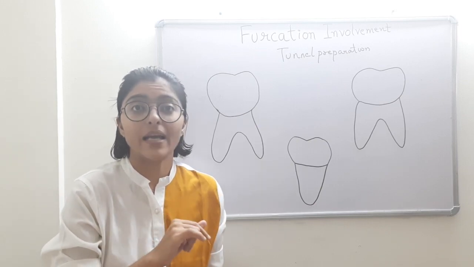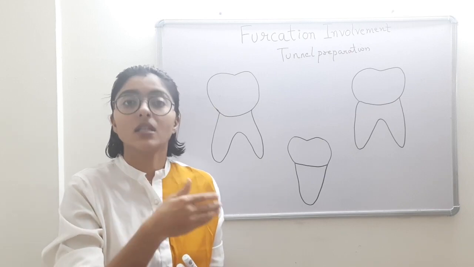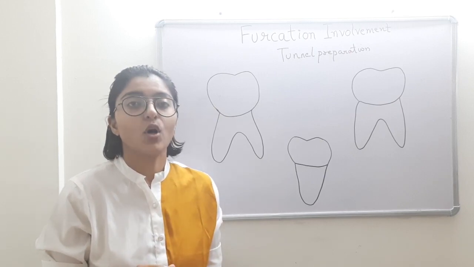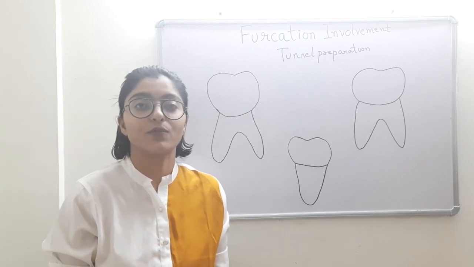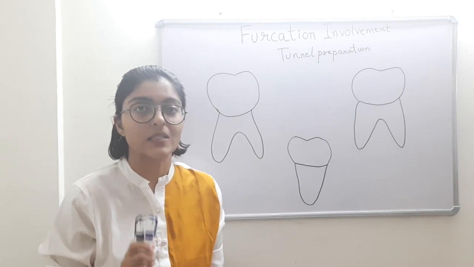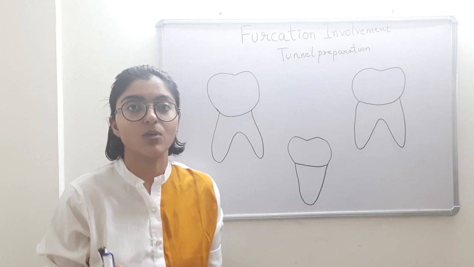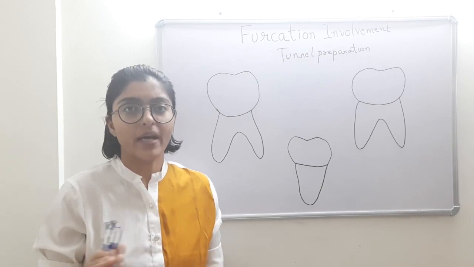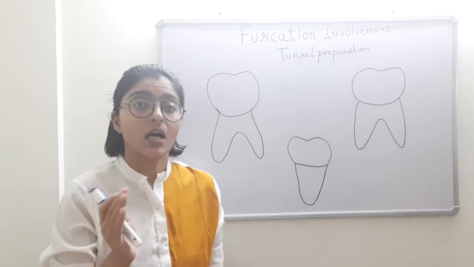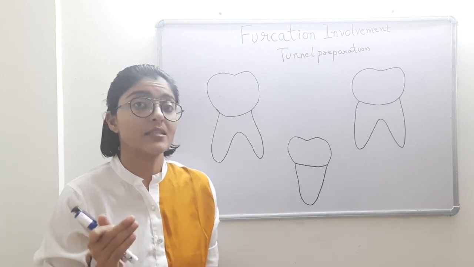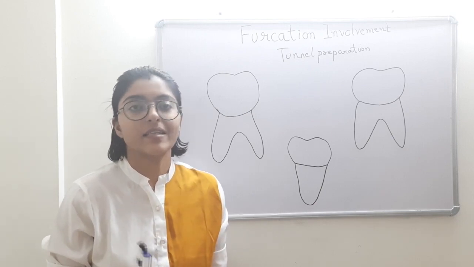Whereas in case of maxillary molars, all the 3 furcations, that is mesial, distal and buccal, none of them fall in a straight line, and that is why a tunnel preparation cannot be performed on maxillary molars, and that is why the clear indication for tunnel preparation is mandibular molars. Again, not all mandibular molars are amenable to tunnel preparation. Under mandibular molars there are a few criteria which, if fulfilled, tunnel preparation is indicated and performed.